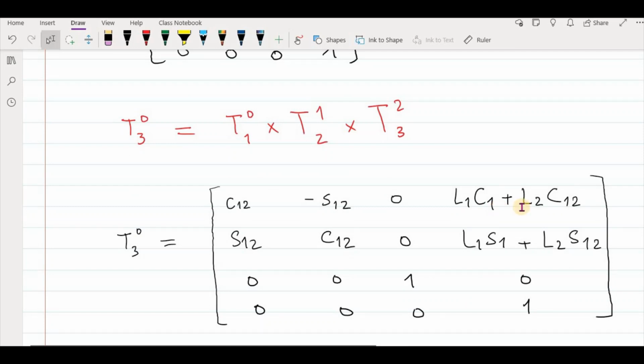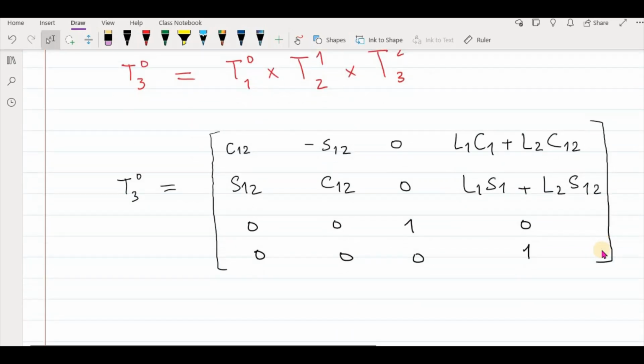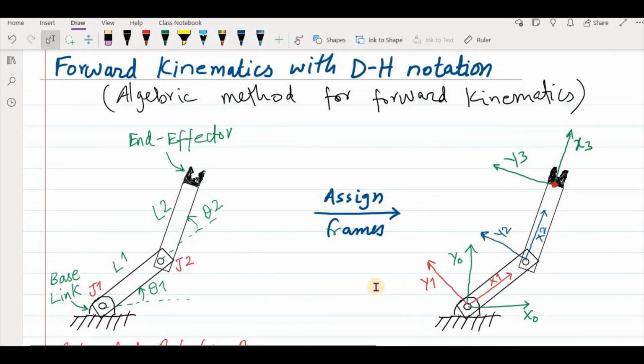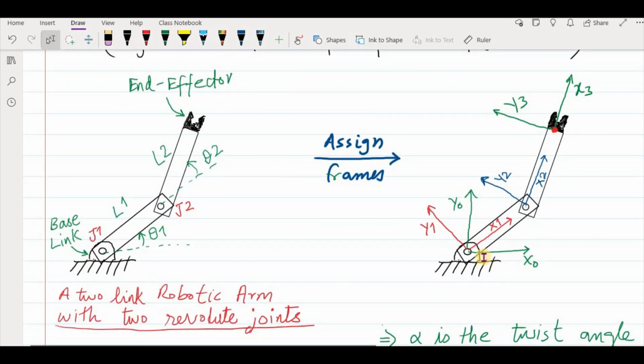cosine of theta 1 plus L2 cosine of theta 1 plus theta 2, and about the y-axis this is this value. So this is how you find the position and orientation of your end effector with respect to your base frame.